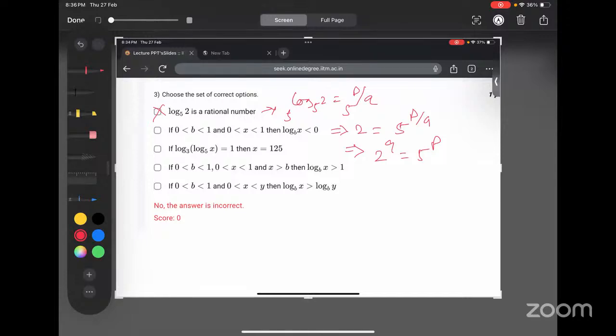We know that if the base is from 0 to 1, then the logarithmic function is a decreasing function, and if the base is greater than 1, then the logarithmic function is an increasing function. So this is a hint. Try to solve it using this hint and let me know whether this option is correct or not. I'm waiting for some time. You just think about it. Using the increasing and decreasing property, you have to conclude.